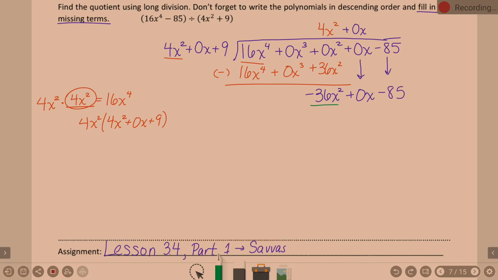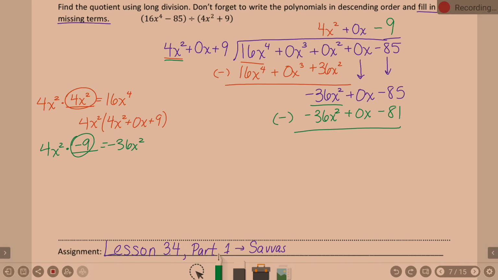Okay? And you'll see what happens here real quick because I'm running out of time. What are we doing? 4x squared times what is negative 36x squared? And that is what? Minus 9, yes? Yeah. Put the minus 9 over its like term, it ends up over the 85. Multiply. We have negative 36x squared plus 0x, negative 81. And you'll actually have a remainder here. Negative 85 minus negative 81 is negative 4.